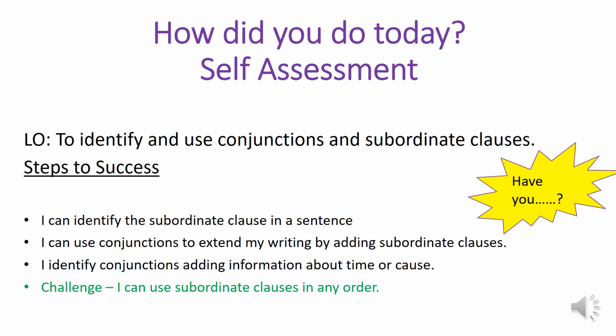So how did you get on today? Be thinking all the time about your self-assessment and keep referring back to that success criteria, your steps to success. So what have you done today and have you completed it well? Have you identified the subordinate clauses in a sentence? Have you used conjunctions to extend your writing by adding subordinate clauses? Have you identified conjunctions adding information about time and cause? So did you underline and colour code your sentences? And the challenge, have you used subordinate clauses in any order? Did you begin your sentences with subordinate clauses?